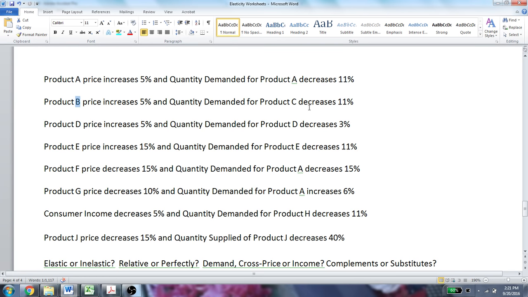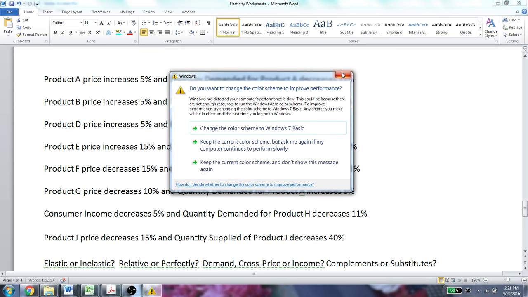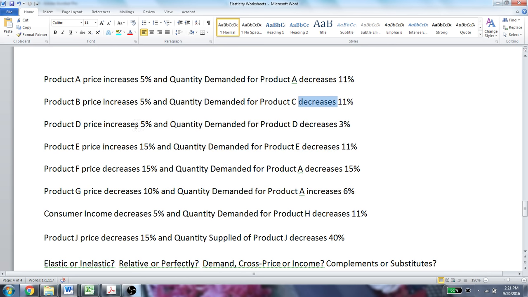Next, B, C, that makes a cross price. 5% and 11% means that it is elastic, and because the price went up on this item and the quantity of this item went down, it means that they are complements. So we would itemize this one as we would call it a elastic, relatively elastic, cross price, demand, complements. That's what we would say for this item right here.